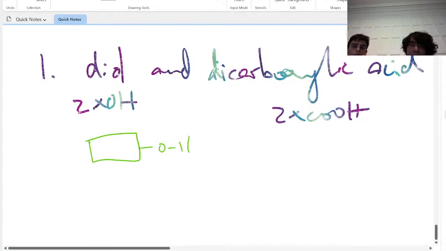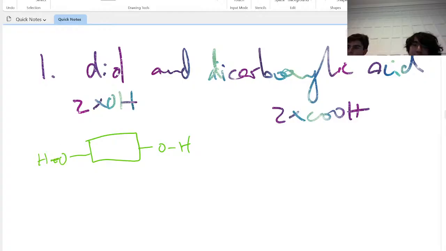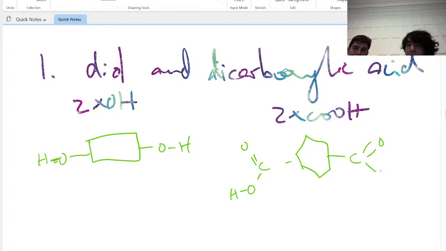OH. Carboxylic acid, COOH. I'll do a hexagon for this one. Because it has to be different. Just do a circle.